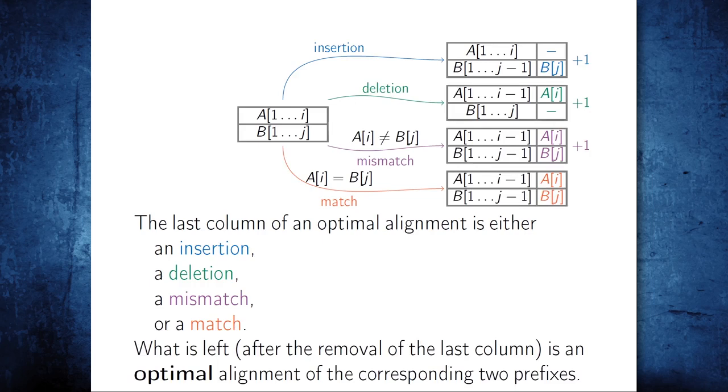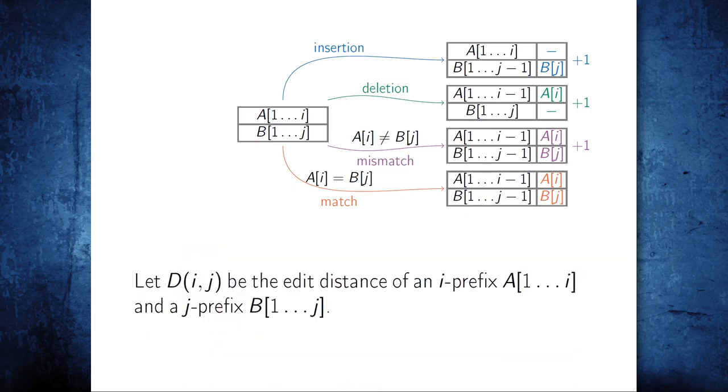And please notice that if we remove the last column from the optimal alignment of the strings, what is left is an optimal alignment of the corresponding two prefixes. And we can adjust the score of the optimal alignment for the i-prefix and j-prefix by adding +1 in the case of insertion, +1 in the case of deletion, +1 in the case of mismatch, and adding nothing in the case of match.